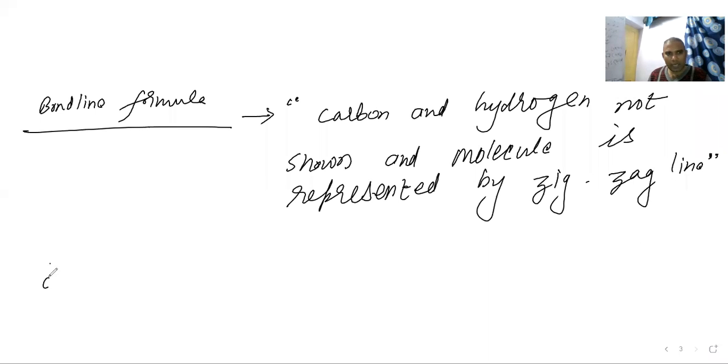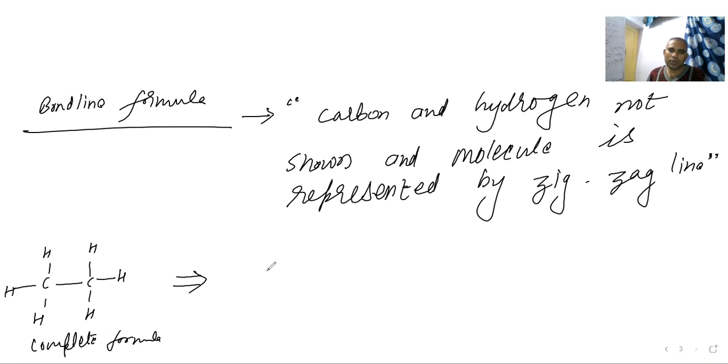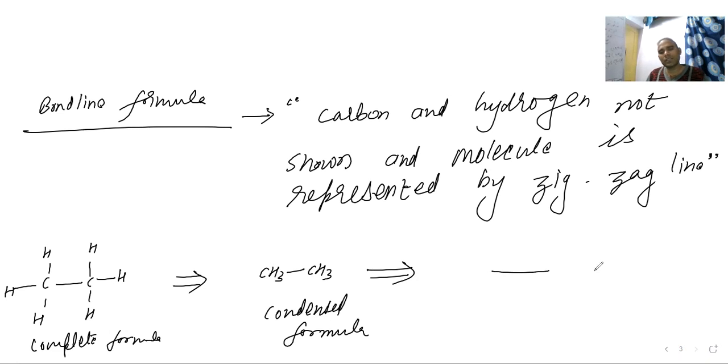Here you see, you already understood, if all the bonds are represented, this formula is known as what? Complete formula. Now if you are not representing the CH bond, it is going to be CH3 and CH3. This is known as condensed formula, right? The last one is bond line. If you are mentioning two carbons with a simple line, this is what is known as bond line formula.